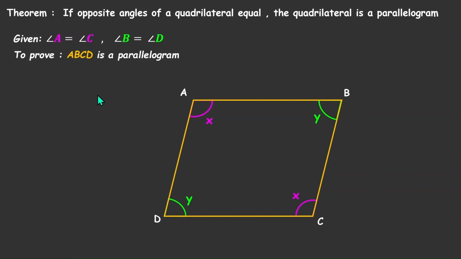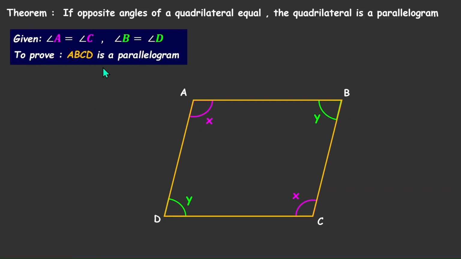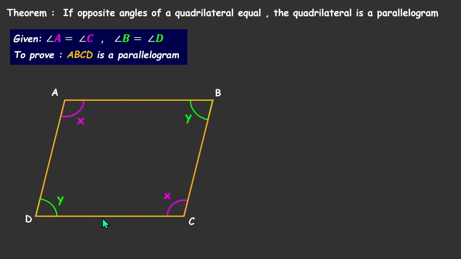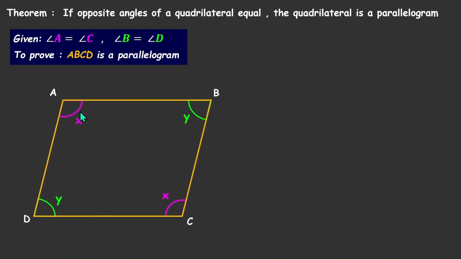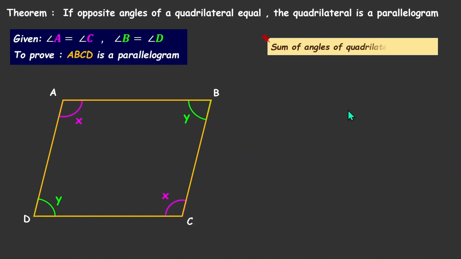Alright, now we have summarized what is given to us and what we need to prove. So let's start thinking about how to prove it. We have our quadrilateral here. And since we are talking about the angles, an intuition can be to first exploit the property that the sum of angles of a quadrilateral is equal to 360 degrees.